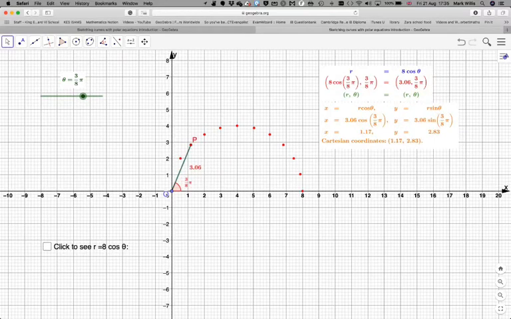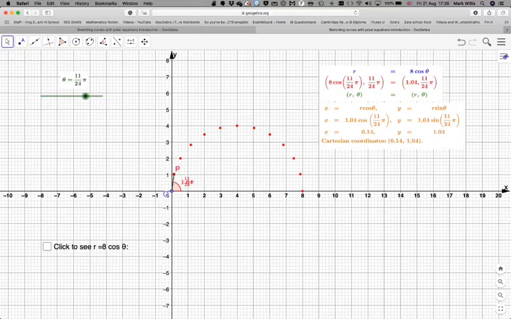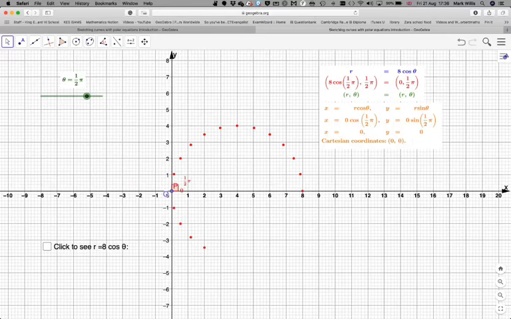Let's take that one, 3/8 of pi, for example. So we've got 8 cos 3/8 of pi, 3/8 of pi, r, theta. That's going to give 3.06, 3/8 of pi. It's getting smaller. And as theta approaches pi by 2, 90 degrees, cos becomes 0. So you can see that the length becomes 0 and the angle will be 90 degrees.